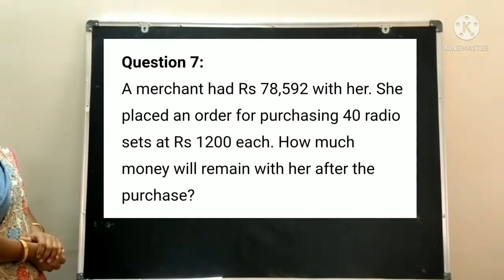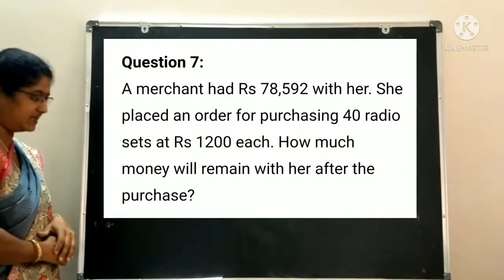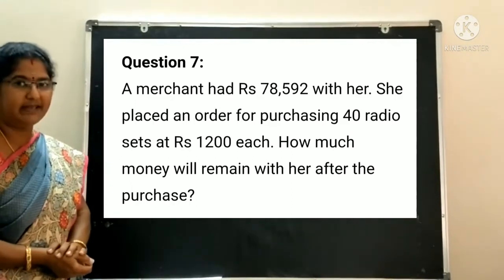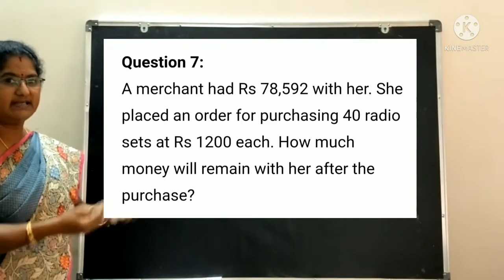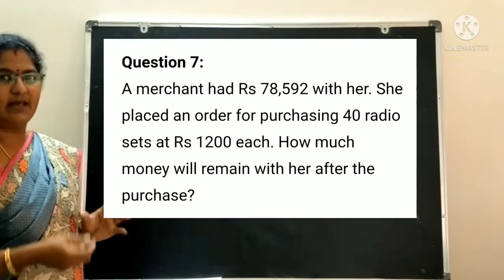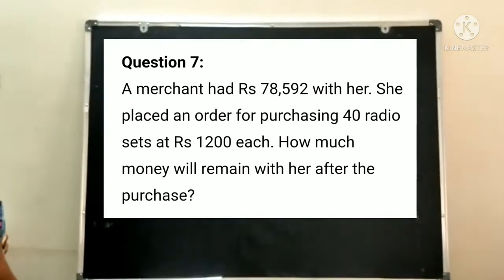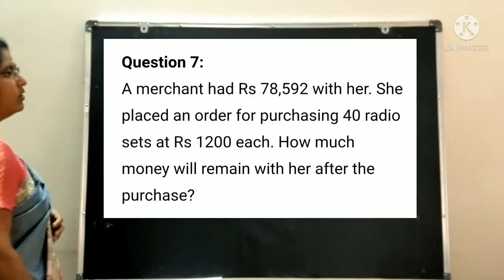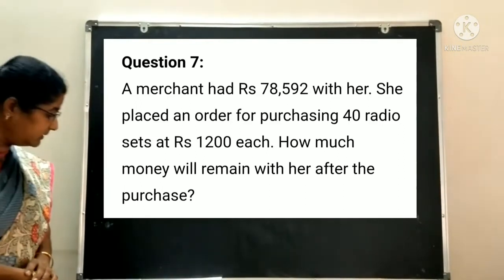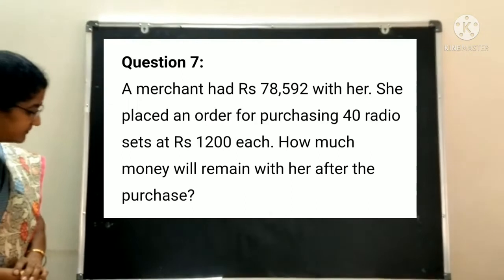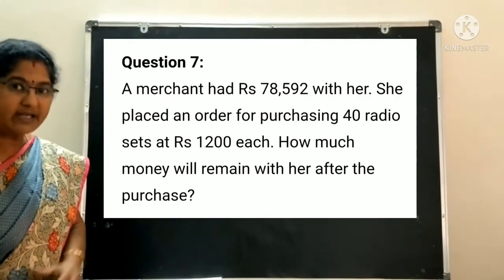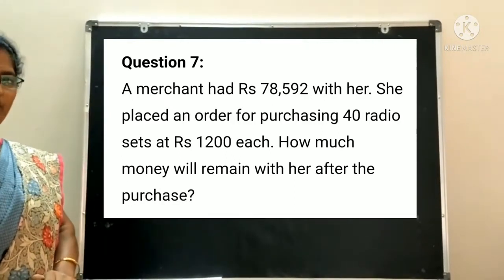So she had the total amount. She had some amount of rupees, that is 78,592 rupees she had. Now she wants to buy some radio sets. She is a merchant. She buys in bulk. They buy a lot of products together. So she bought 40 radio sets. Each cost is 1200. Okay, 40 radio sets, but each radio set is rupees 1200.